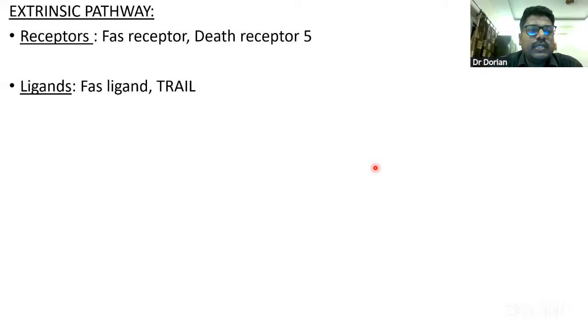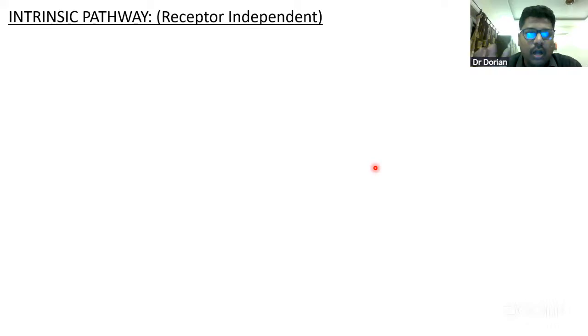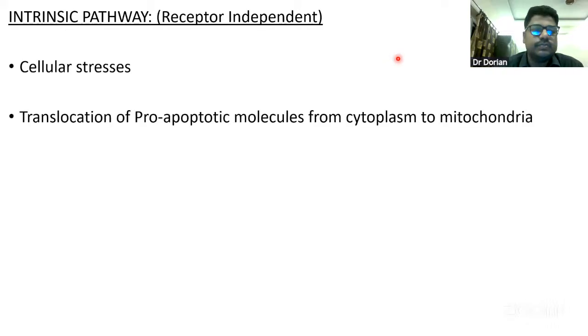So the extrinsic pathway is dependent upon these receptors and these ligands. The caspase involved in the extrinsic pathway is caspase 8. All these are given in the suggestion. The intrinsic pathway is not dependent upon receptors. It is receptor independent. It is caused by cellular stresses and translocation of, yes, very good, very good.